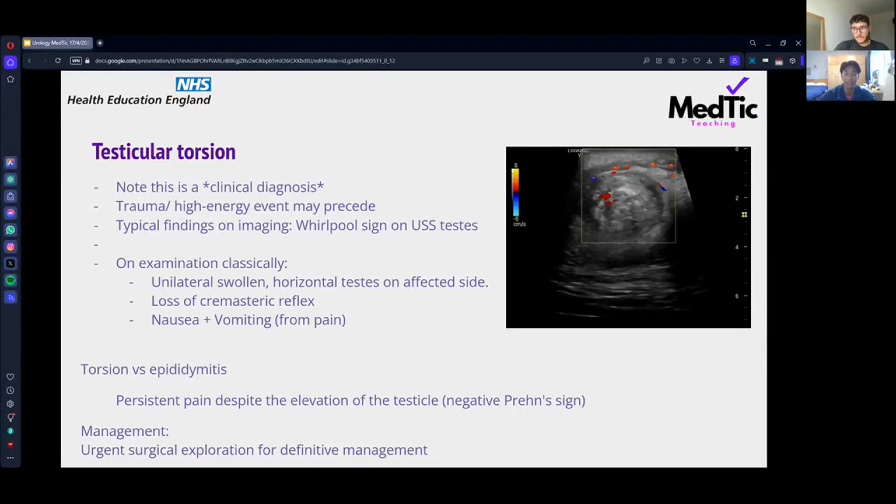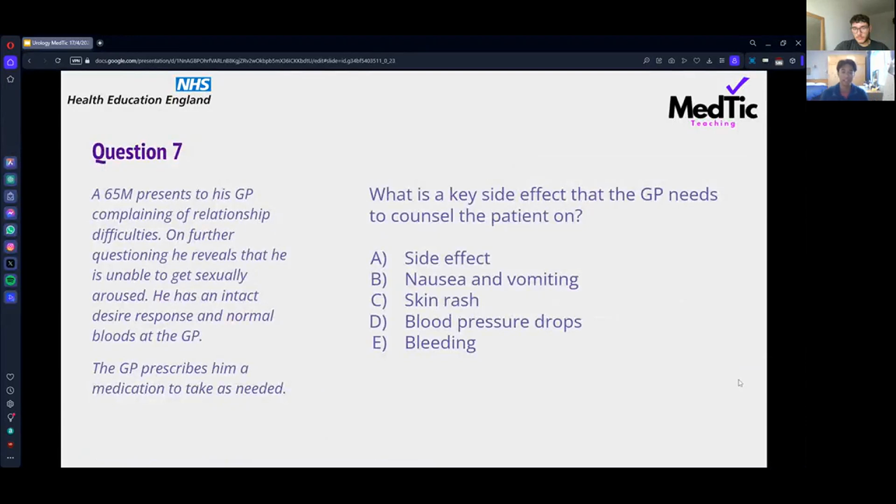And the definitive management for this is an urgent surgical exploration, because then they can untwist it, and they can perform surgical interventions like pinning or stitching the testicle so it doesn't twist, if that makes sense. All right, question 7. I'll give you a couple of minutes to read that, and I'll put the poll on.